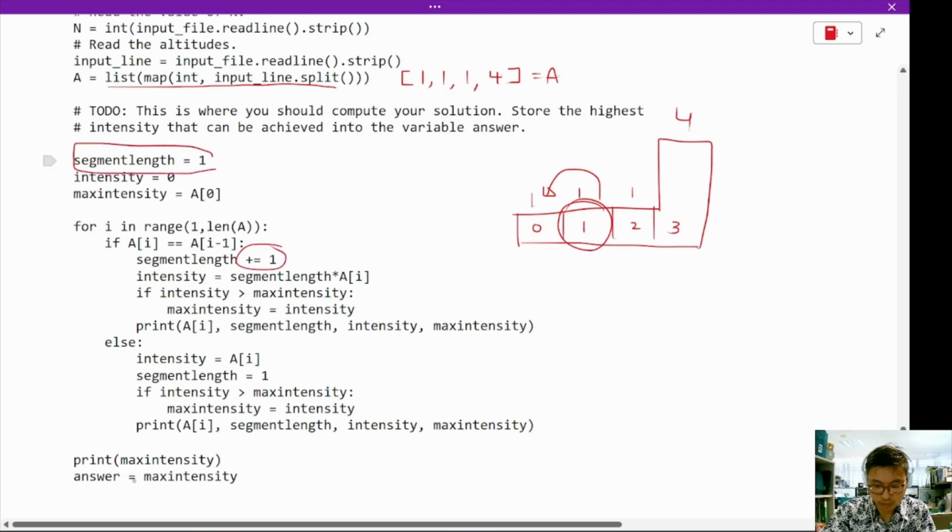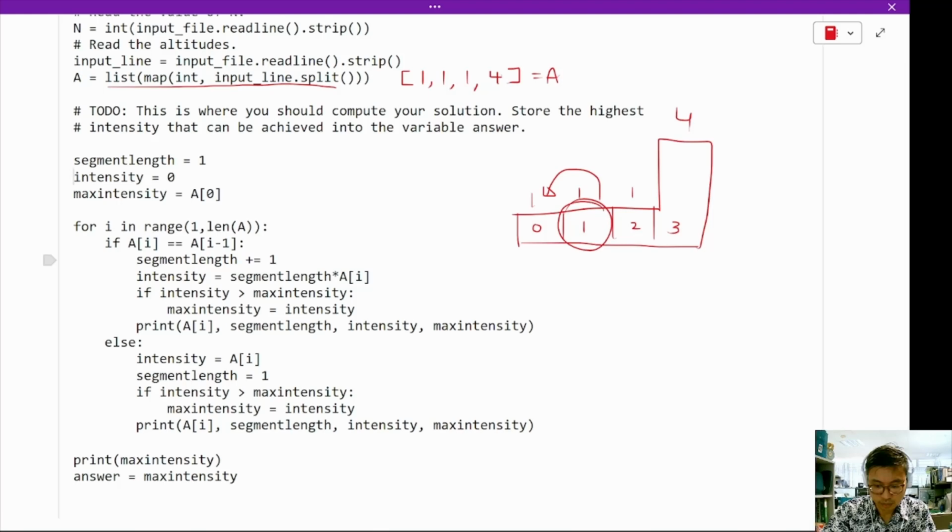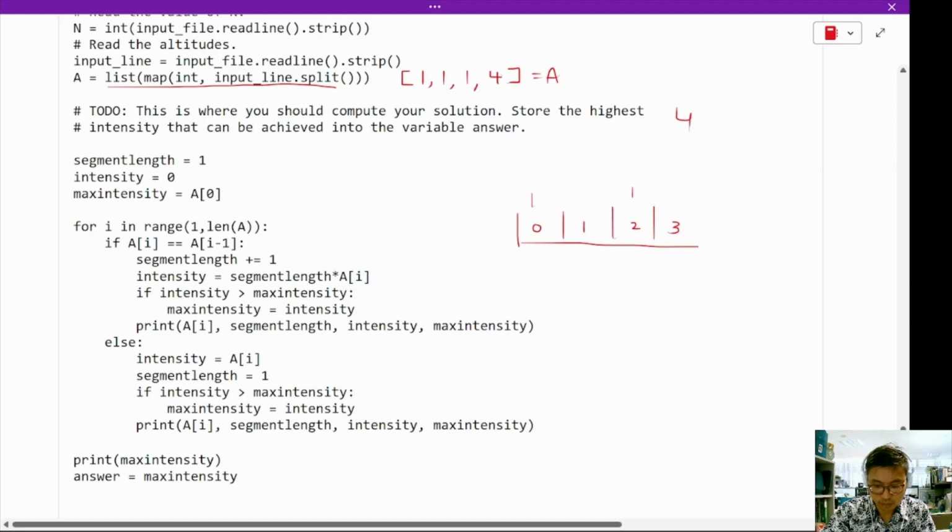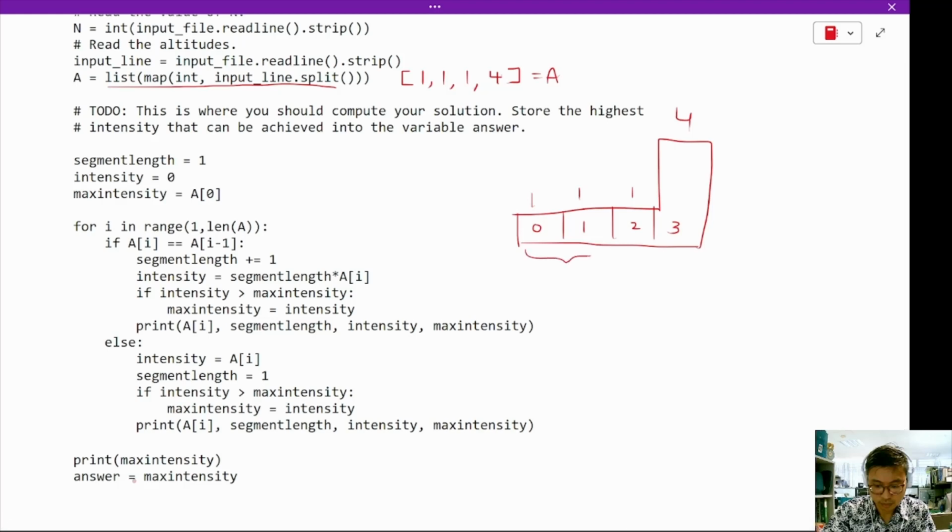So over here we started off with a default segment length of 1, because the shortest race segment is only one segment long. So what this means is that if the first thing that we see is the same as the previous one, then the segment length will increase to 2. Then we multiply out the intensity. Intensity will be the segment length, in this case 2, multiplied by 1. And if this intensity is greater than the maximum intensity that we have encountered so far, then the maximum intensity will be the new intensity.